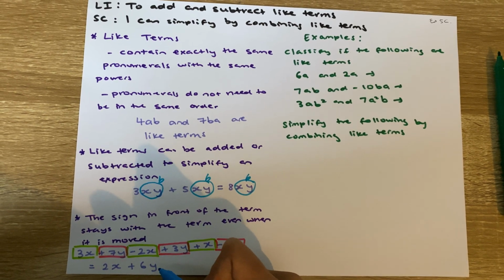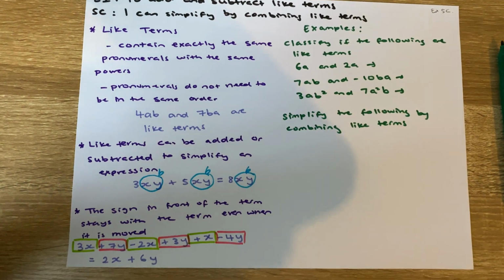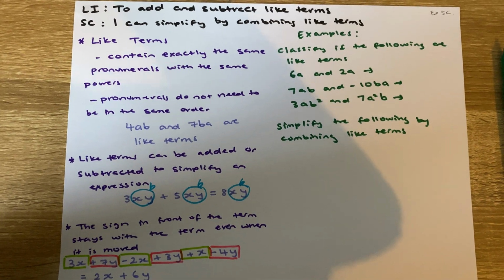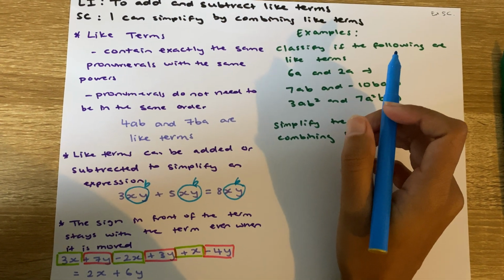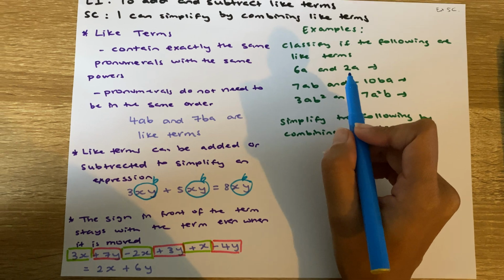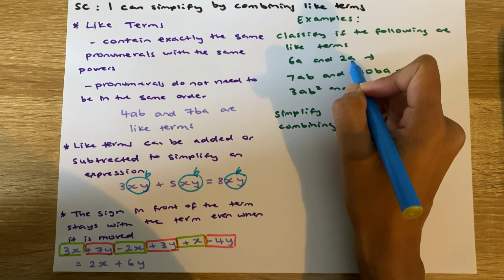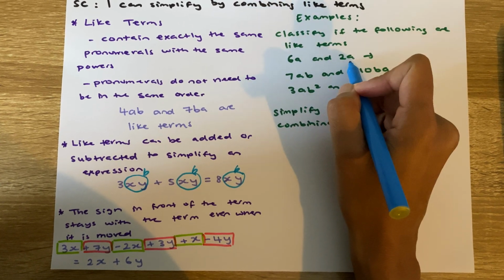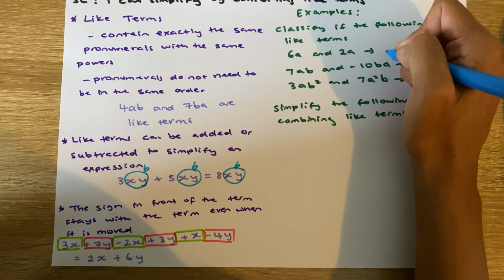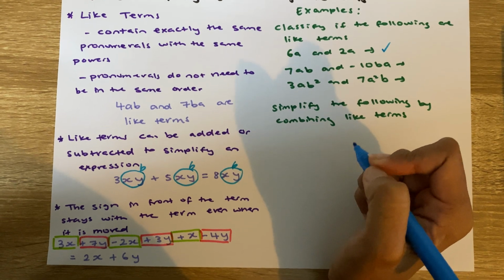So I've got 6y. I'm going to go through some examples with you, but first we're going to look at classifying whether we think these are like terms or not. So I have got here a 6a and a 2a. They both contain the same pronumeral, which means they must be like terms.